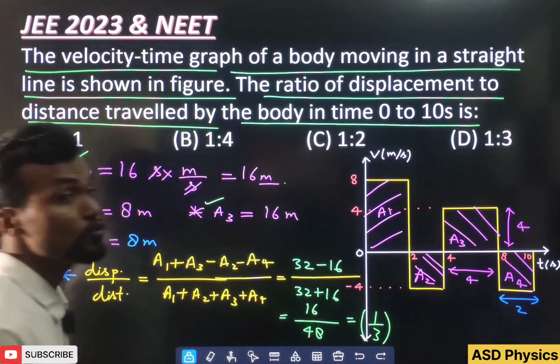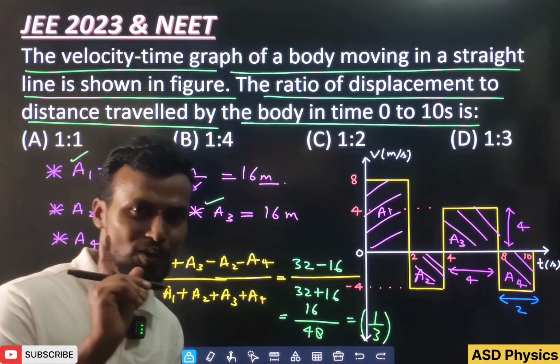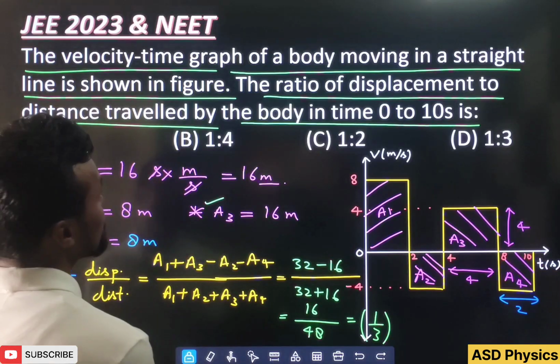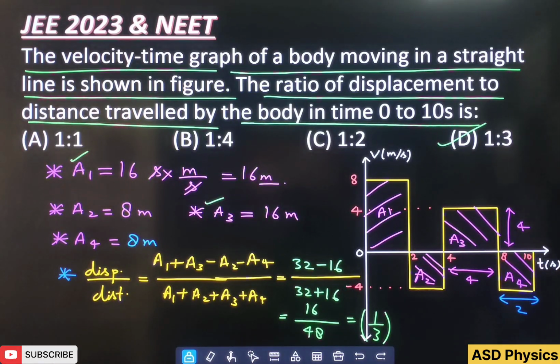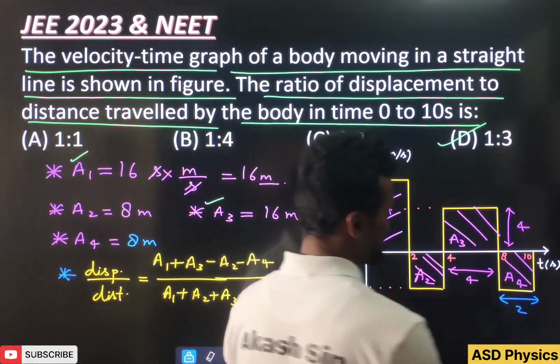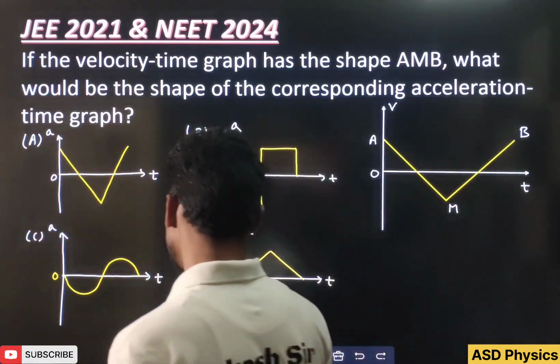So the displacement to distance ratio will be how much here? It will be 1 by 3. So which option is there? 1 by 3. You can see very well. The correct option is option D. Very, very important question, very important for the NEET also. Great.